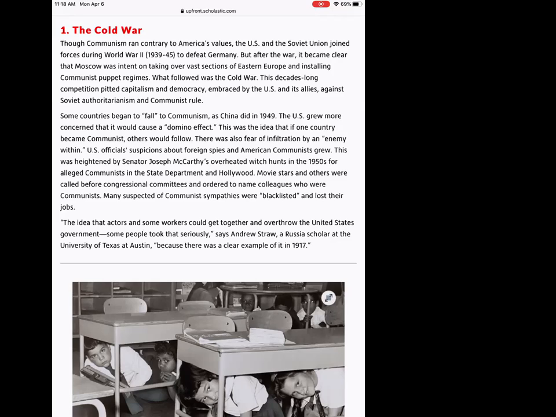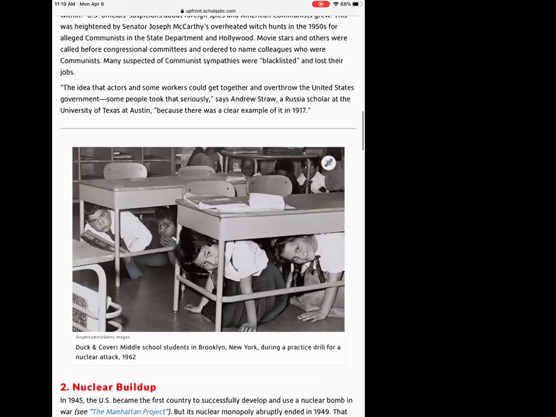The idea that actors and some workers could get together and overthrow the United States government, some people took that seriously, says Andrew Straw, a Russia scholar at the University of Texas at Austin, because there was a clear example of it in 1917. All right, duck and cover. Middle school students in Brooklyn, New York, during a practice drill for a nuclear attack in 1962.